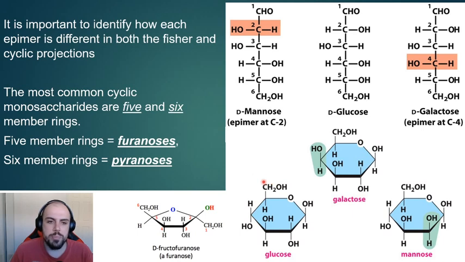Now, when we're looking at these cyclic monosaccharides in their Haworth projection, it's important to keep in mind that they can be drawn in one of two main ways. We can draw them as a 5-member ring or as a 6-member ring. If they are written as a 5-member ring, they are known as a furanose. And if it is a 6-member ring, it is pyranose. So for instance, here our glucose can be drawn as D-glucopyranose, or it can be written as fructofuranose, our furanose here, because it's a 5-member ring. The big thing I would expect you to know here is the difference in terms of naming between furanose and pyranose. And that's pretty much it.